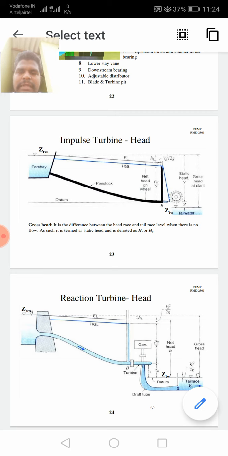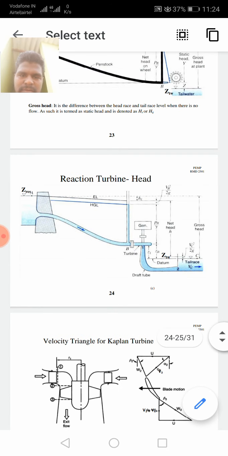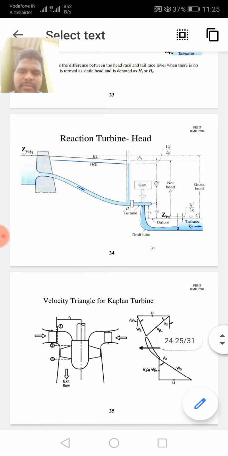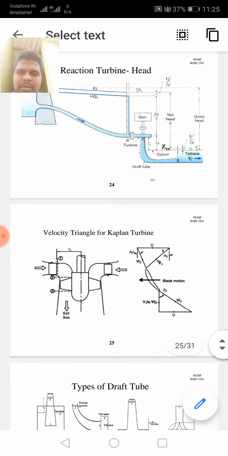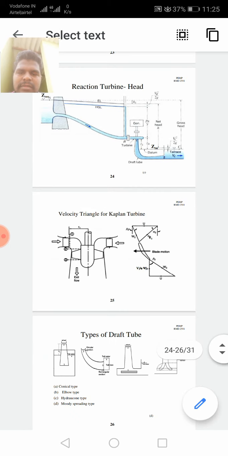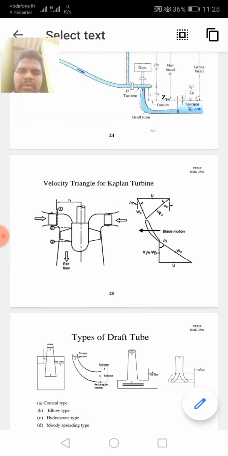What is meant by gross head? It is the difference between the head race and the tail race level when there is no flow. As such, it is termed as static head and denoted as HS or HG. Next one, reaction turbine head. Reaction turbine head we can see in this slide. Next, velocity triangle for Kaplan turbine.